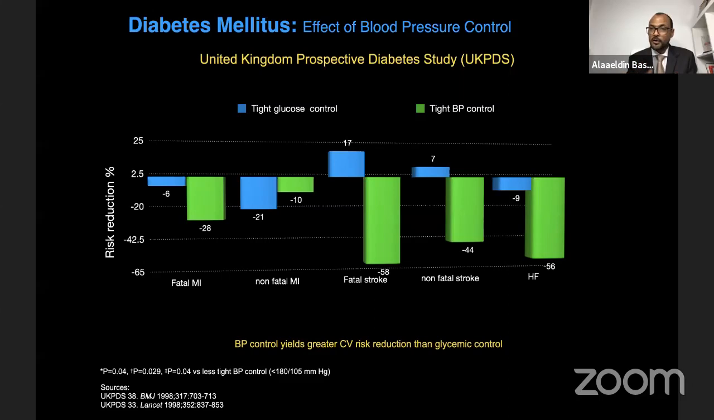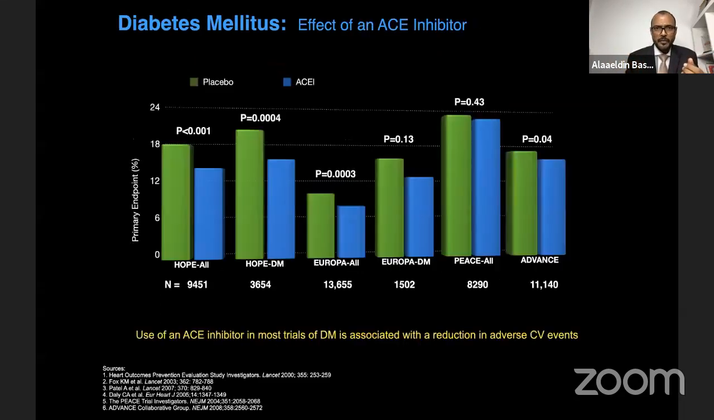However, when it comes to stroke, and we know this information, that patients with high blood pressure have higher risk for stroke, and control of blood pressure mainly reduces the stroke risk. So if we have tight blood pressure control, we reduce fatal stroke by 58% and non-fatal stroke by almost 44%. Both diabetes and hypertension control reduce heart failure, but it's more for hypertension. So if I would like to control risk factors in diabetic patients, I should focus on blood pressure control as well. What about agents used to control the blood pressure?